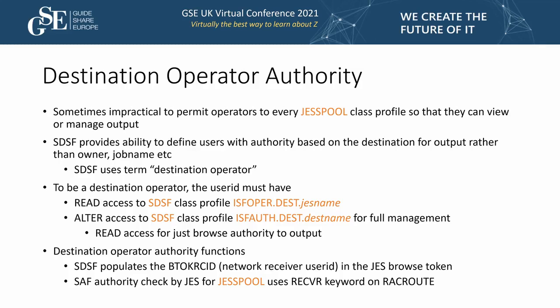What actually happens under the covers is we populate what's called a network receiver user ID in the output JES browse token, and when the SAF authority check is performed by JES to the JESSPOOL class, we use the receiver keyword on the RACF group. So that's how we tell JES2 to use the receiver keyword, and it bypasses the JESSPOOL check for those guys. It always allows it to go through.